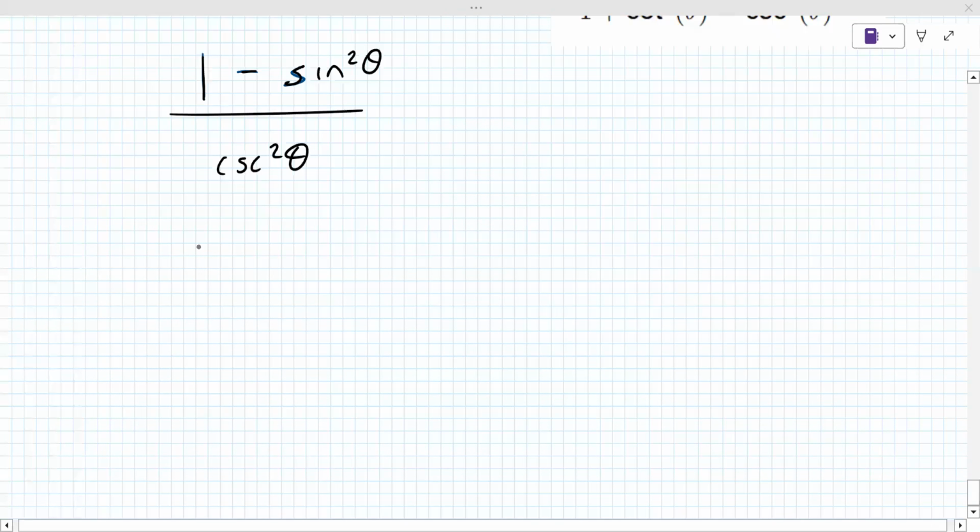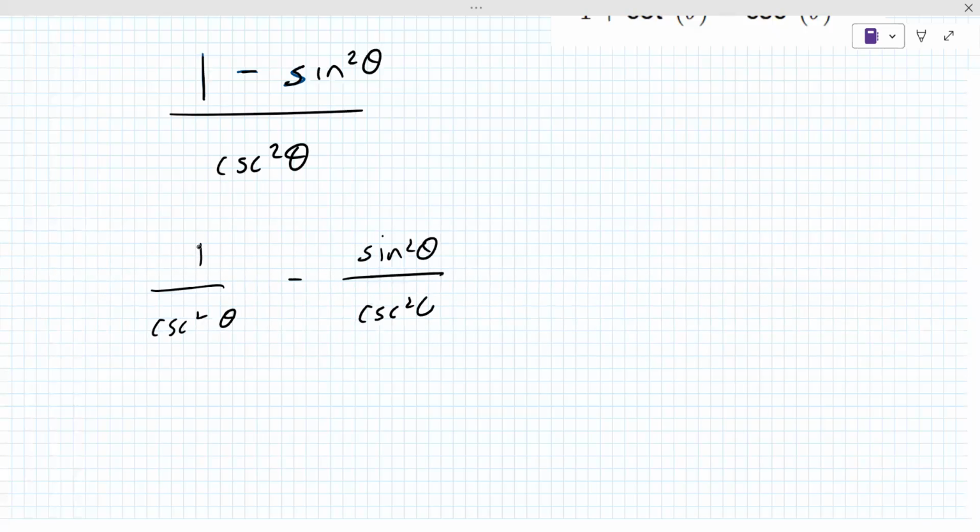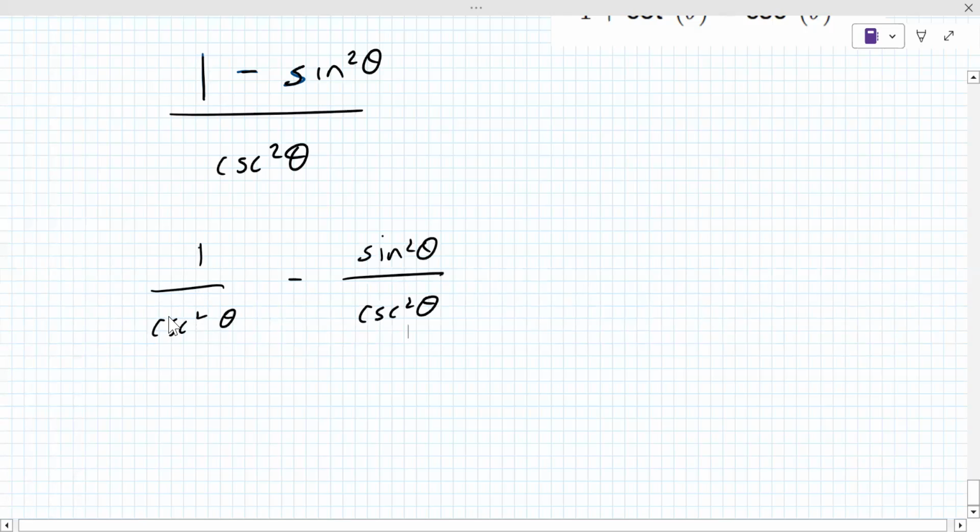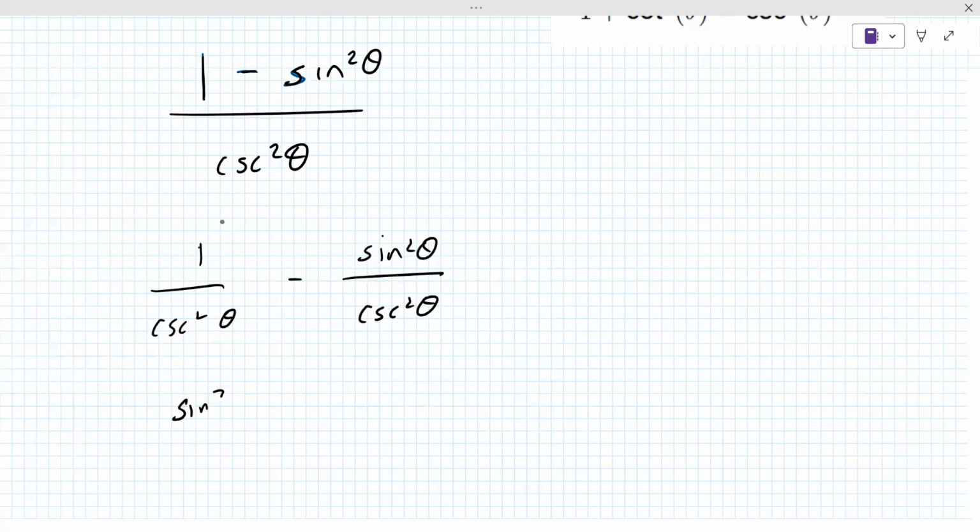So this becomes 1 over cosecant squared theta minus sine squared theta over cosecant squared theta. What is 1 over cosecant squared theta? That is sine squared theta. Now this one on the right is a little bit more cumbersome. This is 1 over cosecant squared theta, I'm sorry, 1 over sine squared theta in the bottom.